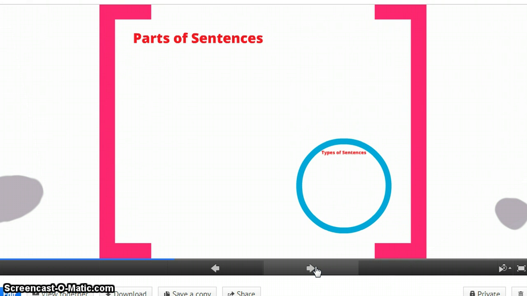Next, the parts of the sentence. So this one's a little more difficult. The subject, remember, is usually at the beginning of the sentence and it is what the sentence is about. So an example subject could be the honey badger. Next, we have an action verb, so it's going to show the action of the sentence. So, gave would be an example of an action verb.